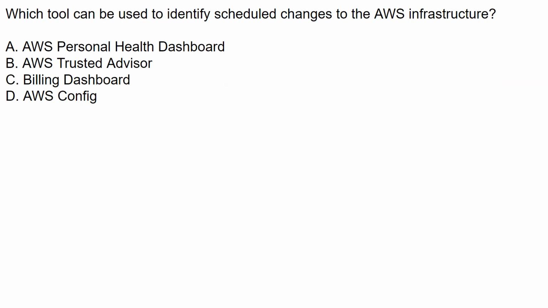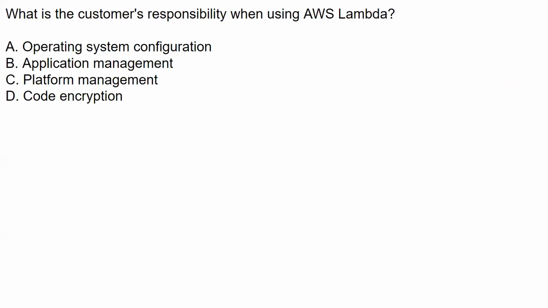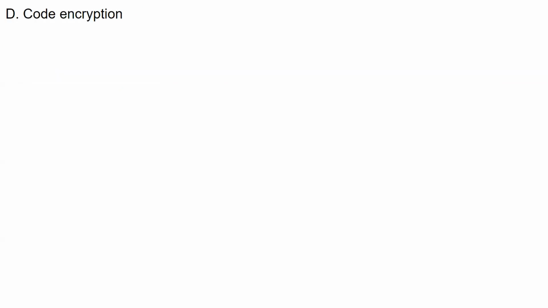Which tool can be used to identify scheduled changes to the infrastructure? Personal Health Dashboard, Trusted Advisor dashboard, Config. Personal Health. What is the customer's responsibility when using AWS? Operating system configuration, app management, platform management, code encryption. Code encryption. All right, I guess I'll stop here.